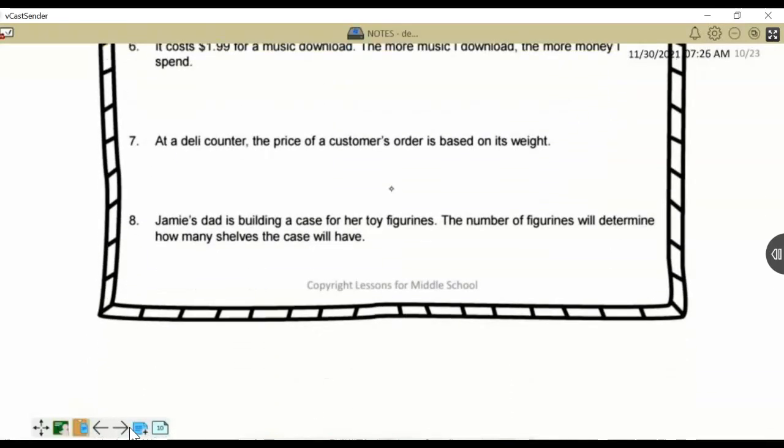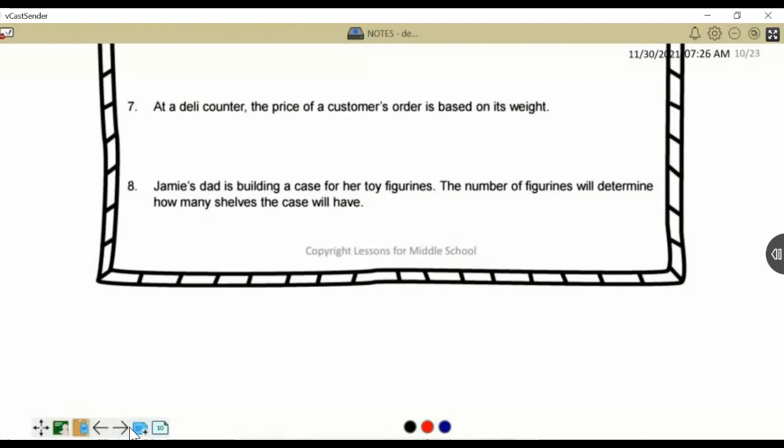Let's go to this one. At a deli counter, the price of the order is based on its weight. So the deli person weighs it, and that determines how much you're going to pay. Which one is dependent, which one is independent? The independent variable will determine the other variable. The dependent variable depends on the other variable.